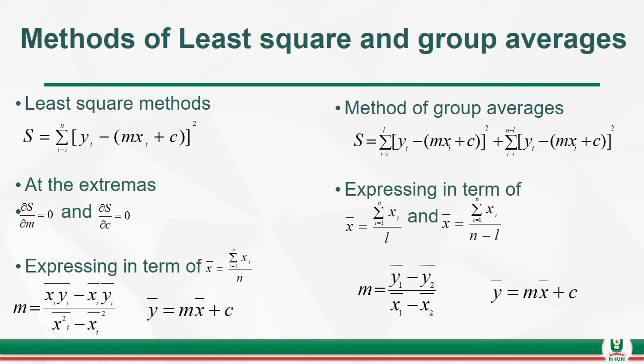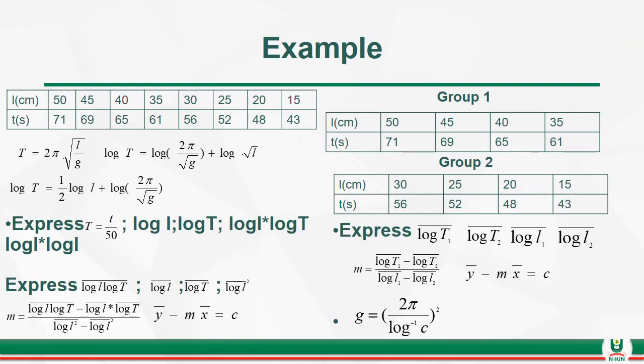Therefore, the gradient here, or the slope, is given as the average of y1 minus the average of y2, divided by the average of x1 minus the average of x2. And with that, we can consider our equation of a straight line. The average of y equals gradient m times the average of x plus c. So that takes us to one of the examples we have in our course material.